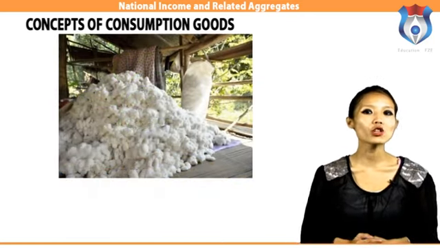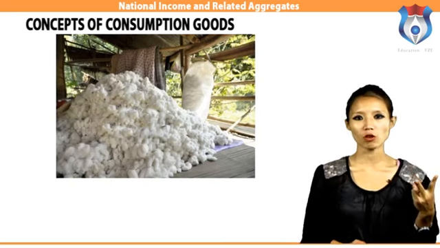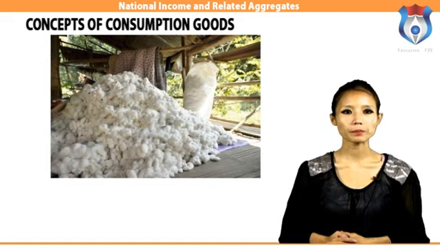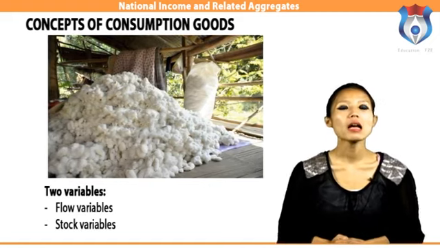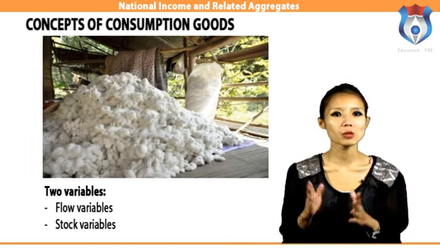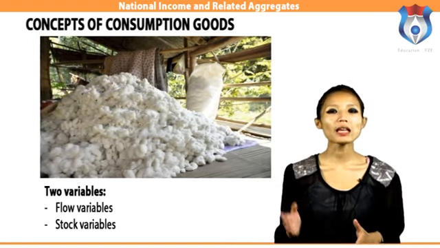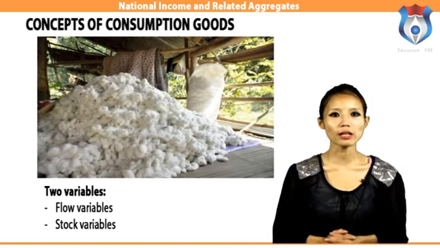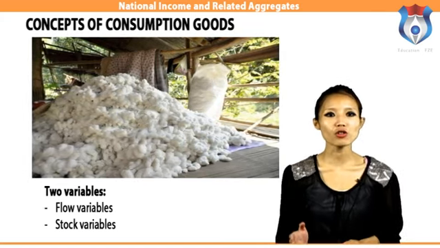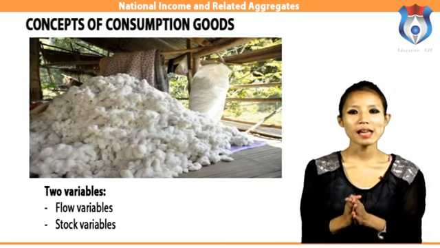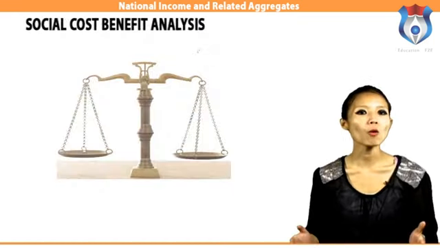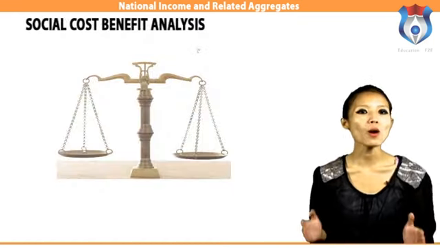Before moving ahead, you must know about two important variables which help us in measuring national income. Flow variables. A flow variable is a variable that is measured over a period of time. This period could be daily, weekly or monthly. Example, national income. Stock variables. Stock variables are those variables that are measured at a particular point of time. An example of a stock variable is a company's balance sheet. I hope you understood this concept that I just explained.